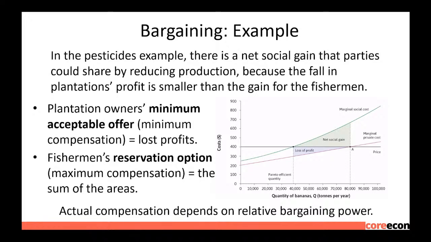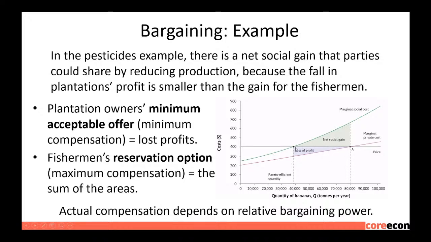So there are two important concepts here to strike a deal, a bargaining between the two parties. From the point of view of the plantation owners, we have to consider the minimum acceptable offer, right? So that's a minimum compensation in order for them to be at least indifferent between the two scenarios. What is that level? Well, of course, it's a loss of profits arising from the reduced production. That's a shaded area here.